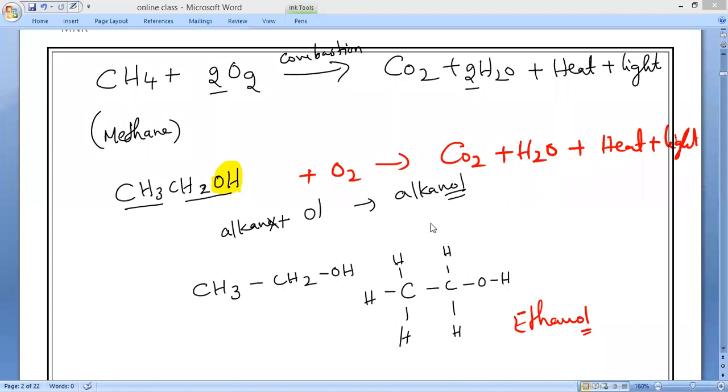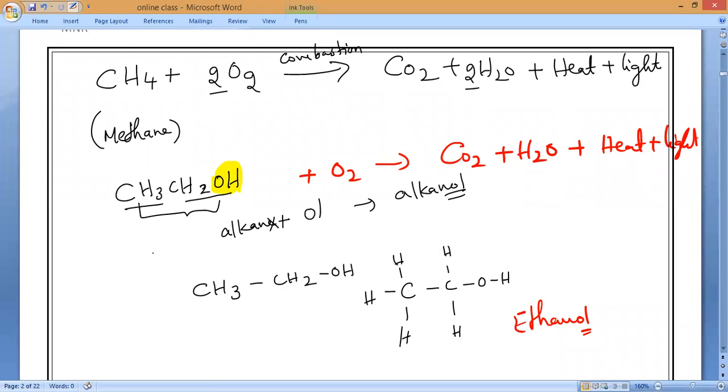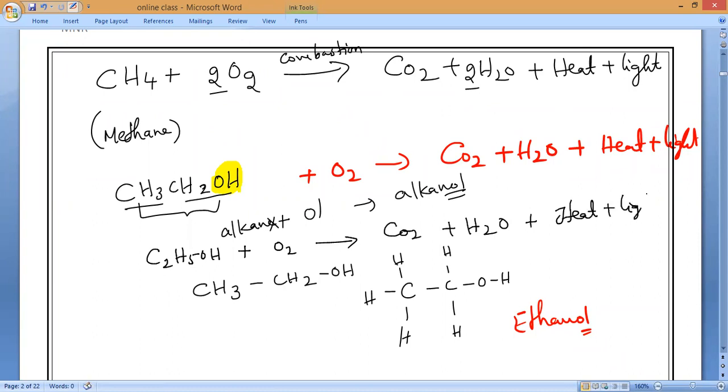So now you see that, if you are finding it difficult to balance this one, let us write it as a condensed formula. Can you tell me how it will be written? C2H5OH. Can I write it or not? C2H5OH means the same thing. Yes, sir. So now you can write it: C2H5OH plus O2 gives CO2 plus H2O plus heat energy as well as light energy. So now you can balance it very easily. You just check it now.